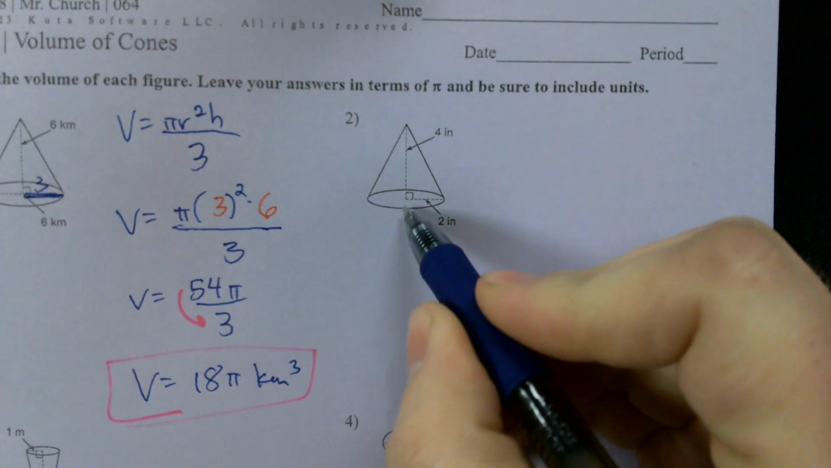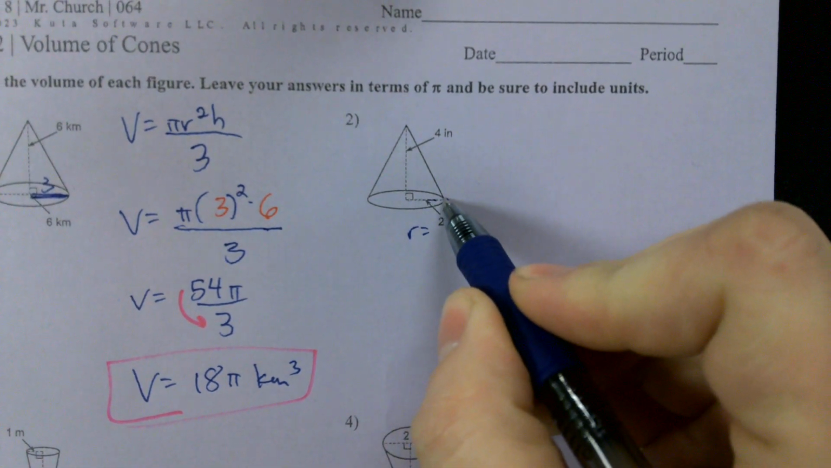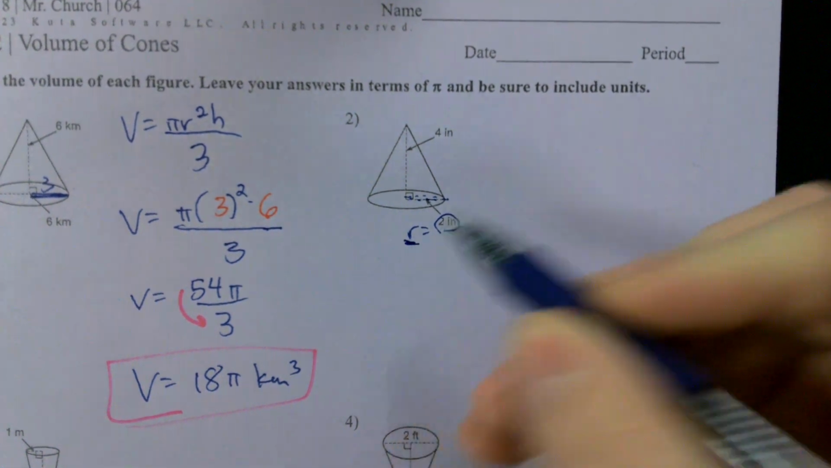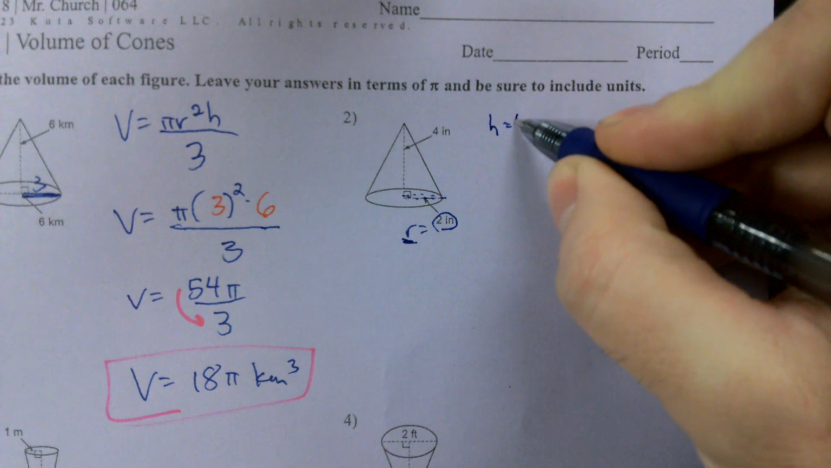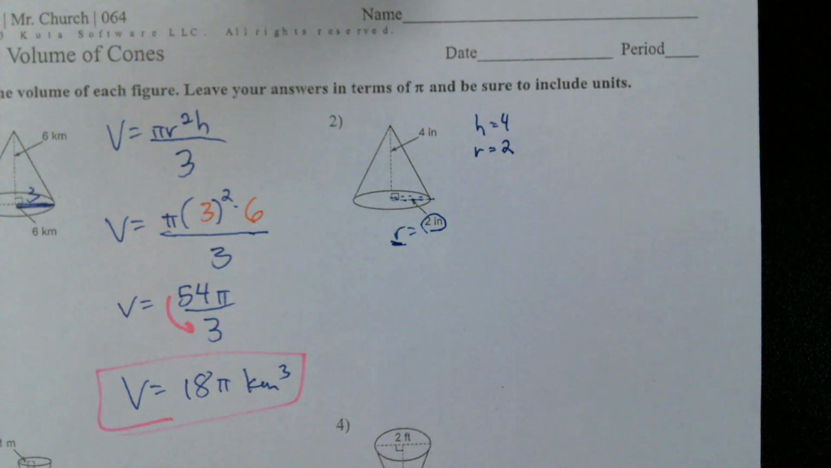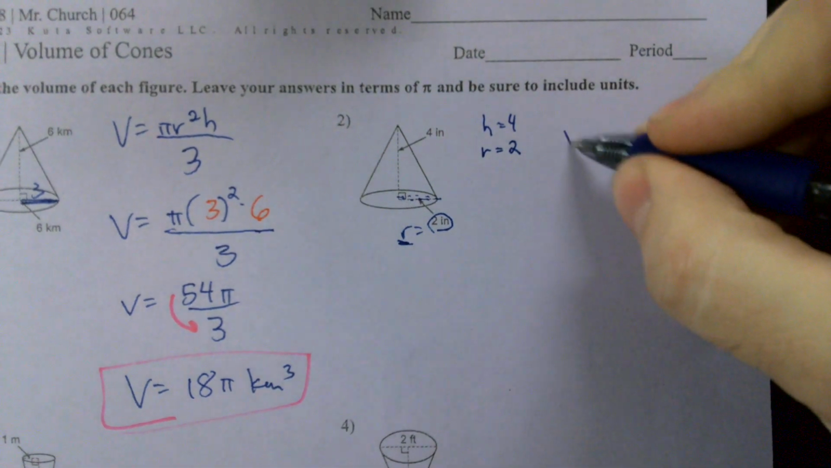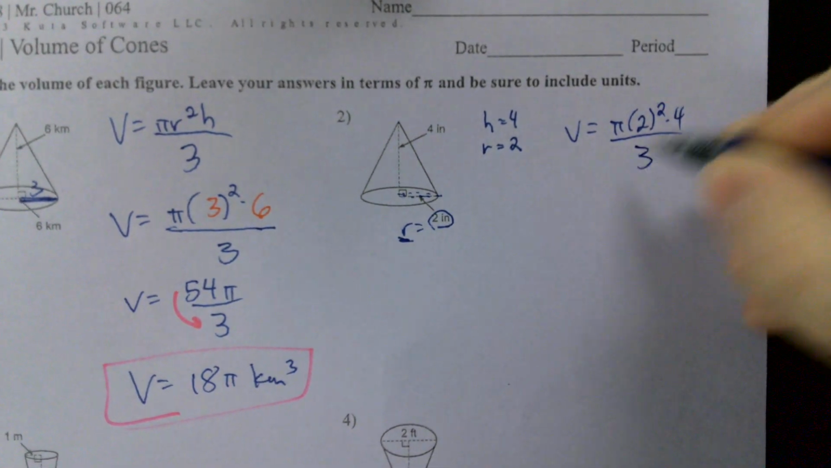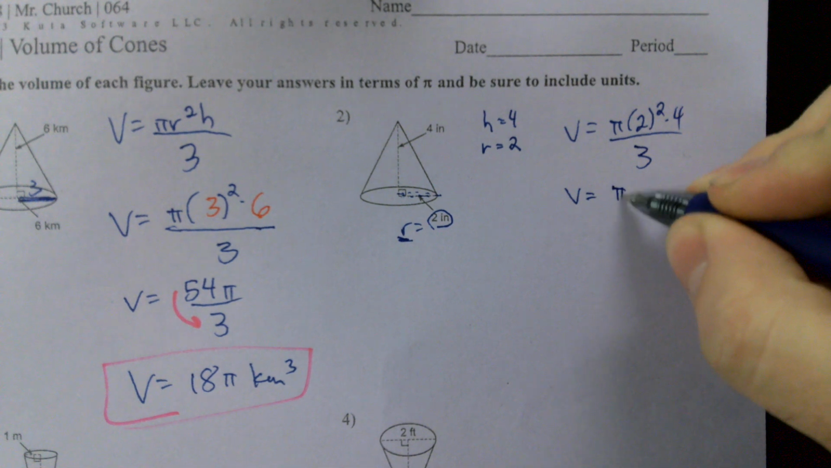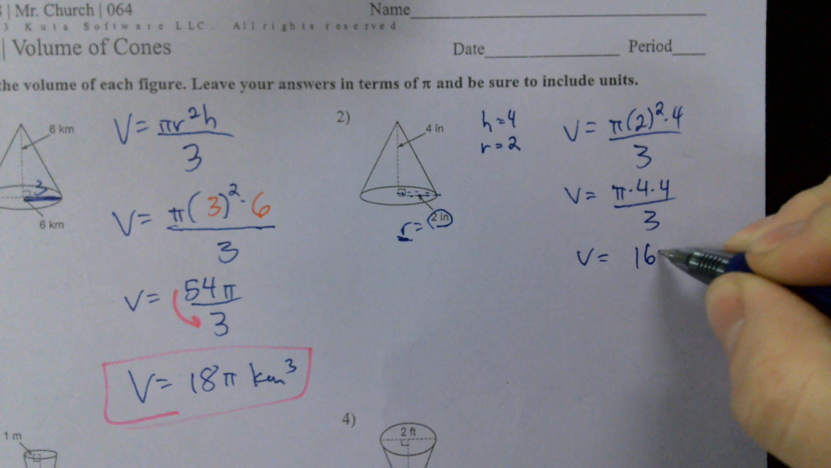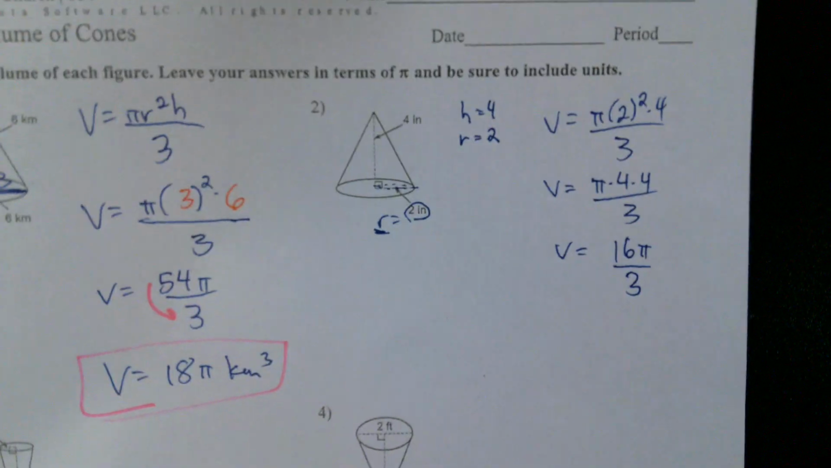So we see here that this dotted line only goes through half of our circle, right? That means that 2 is our radius. So our height is equal to 4. Our radius is equal to 2. We don't have to split the 2 in half because we're not talking about a diameter, right? So if we plug it in, we'll get pi times 2 squared times 4 over 3. That gives us 4 times 4 over 3, which is, of course, 16 pi over 3.